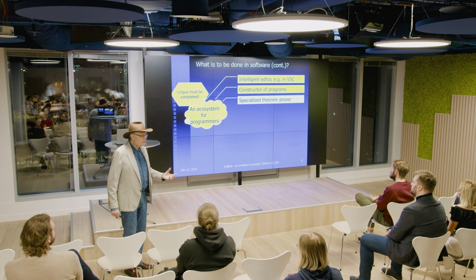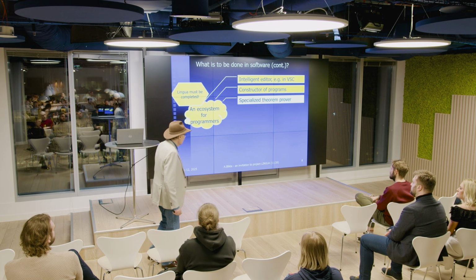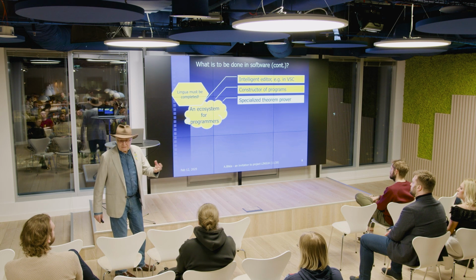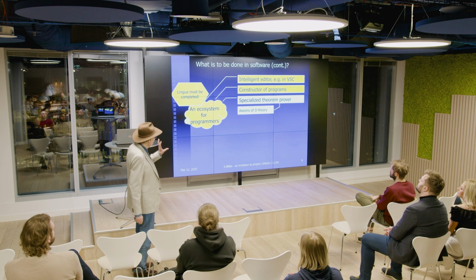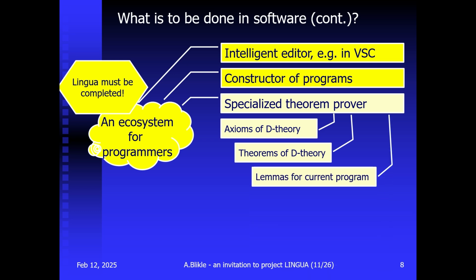There are several theorem provers around. And of course, this task, and it's not a trivial task, is to choose and adapt one of them. And such a theorem prover should have some axioms of D theory. D theory is the theory of denotations. Some theorems developed from these axioms. And for every program that is being developed, a set of lemmas that describe properties of objects that are manipulated by the program.